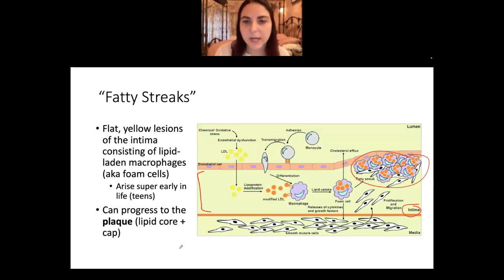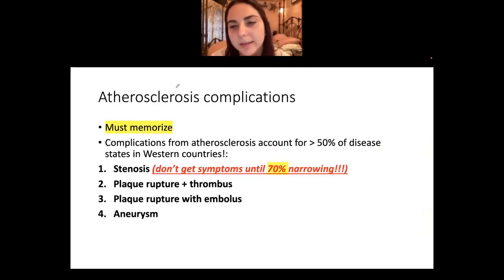What's really interesting about this is this can actually occur super early in life. So what they say is these fatty streaks are lipid-laden macrophages, aka foam cells, because they're just macrophages with lipids in them. You can start getting these fatty streaks when you're a teenager. And then eventually they'll progress to a plaque. That's when the cells start to die, and that's when you get the lipid core, and that's your atherosclerosis. That's what happens later in life.